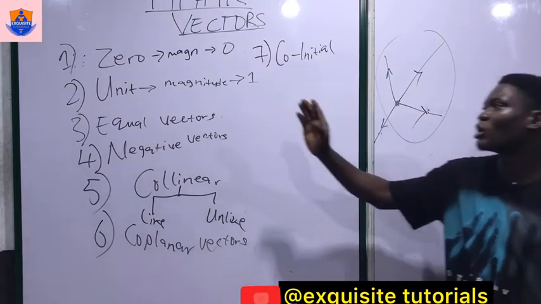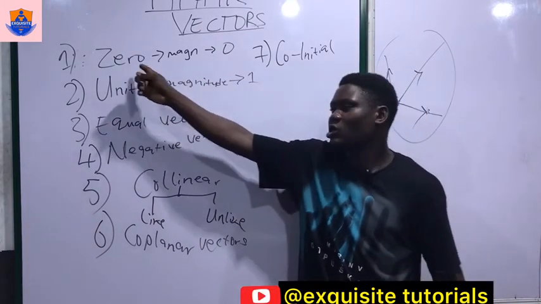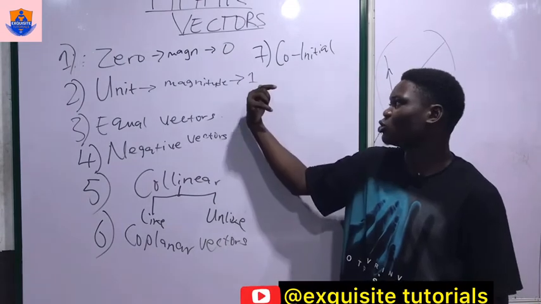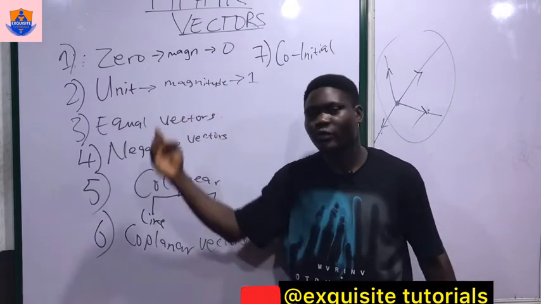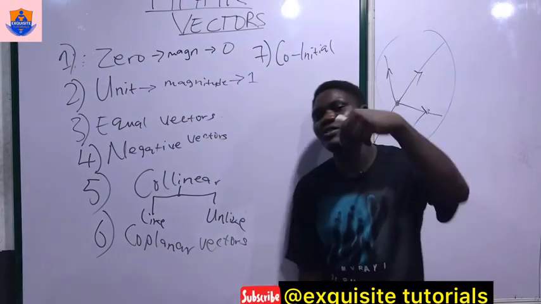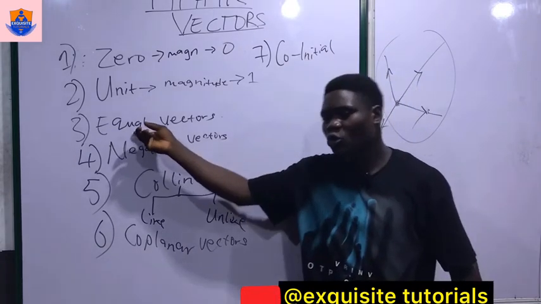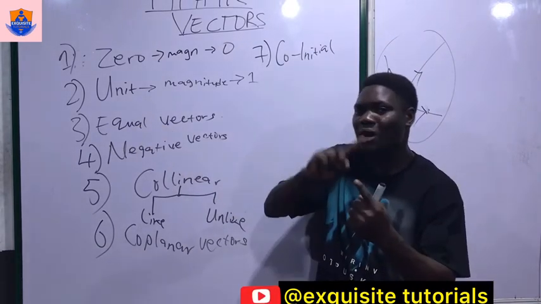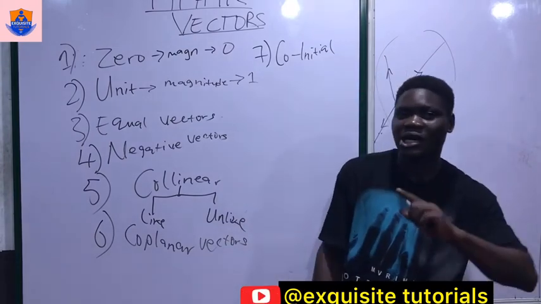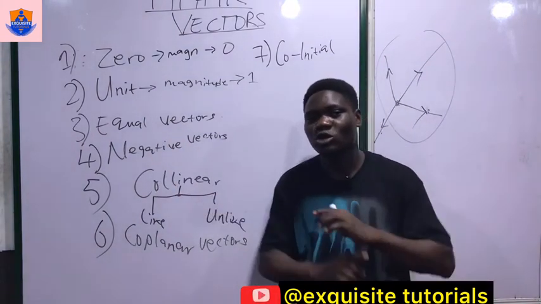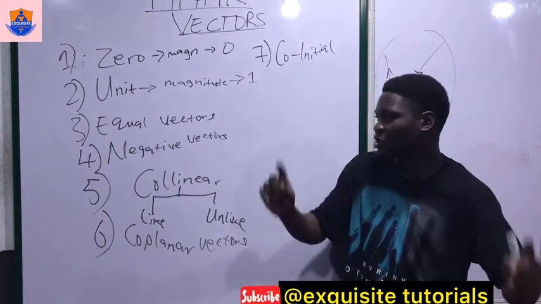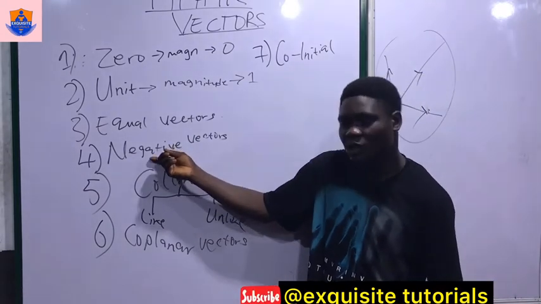So anytime the magnitude of a vector is 0, it is a 0 vector. Anytime the magnitude, the size, is 1, it is a unit vector. Anytime two vectors have the same magnitude and the same direction, they are equal. Anytime they have the same magnitude, but the only difference is they are opposite in direction, not just different direction, they are opposite in direction, it is a negative vector.